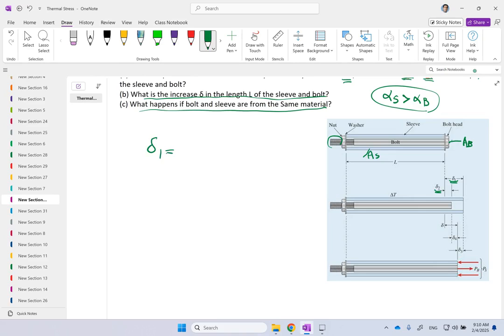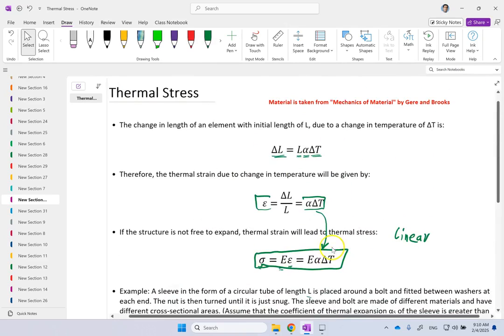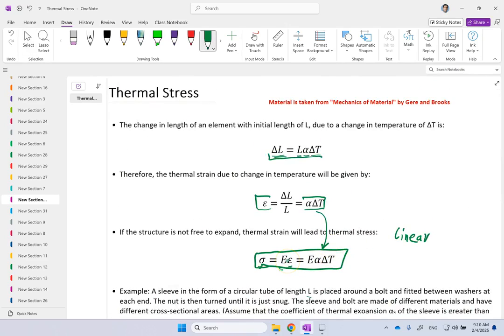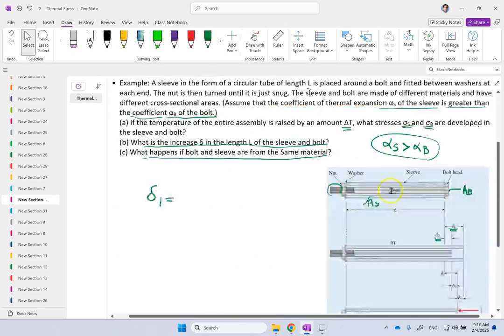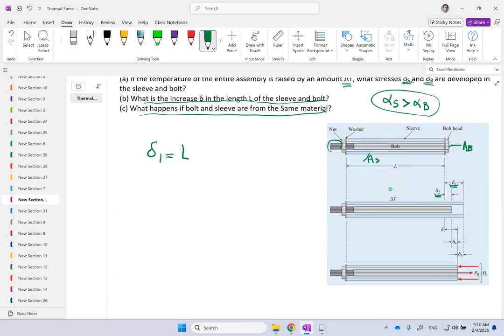Clearly delta 1, which is the change in the length, we go and use this formula that we had, correct? So for both of them, the length is L. Now delta 1 is for the sleeve, so it's going to be L alpha of the sleeve, and then delta T. And similarly, for the bolt, delta of bolt, or delta 2, is L alpha of the bolt times delta T. And clearly, delta 1 is bigger than delta 2.